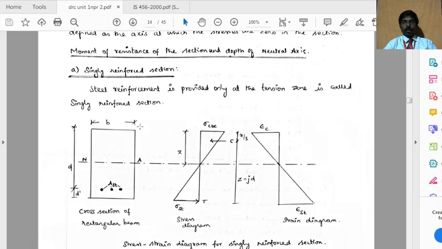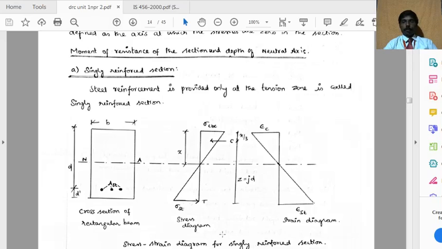A rectangular section of breadth B and overall depth capital D. The distance d is marked as the distance from the top surface of the concrete to the point where the tension reinforcement is provided. The distance from the bottommost section of the concrete to the midpoint of the tension reinforcement is denoted as d dash, and the neutral axis is marked as NA.